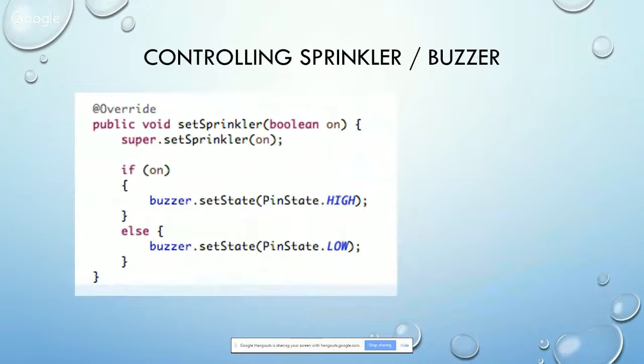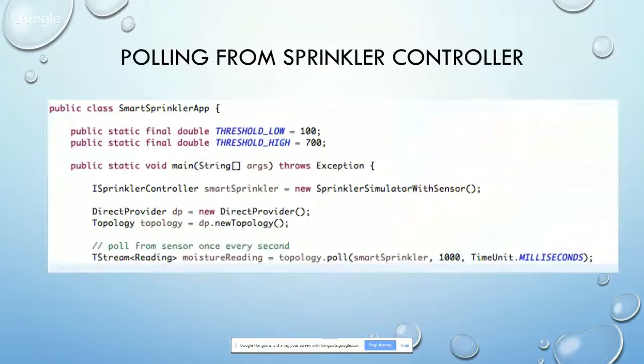Controlling the sprinkler or the buzzer is also very easy. I have a method that allows us to turn the sprinkler on and off. Whenever this method gets called, we just set the pin state of the buzzer. If the sprinkler is on, we set the pin state to high, and if the sprinkler is off, we set the pin state to low. And that is easy.